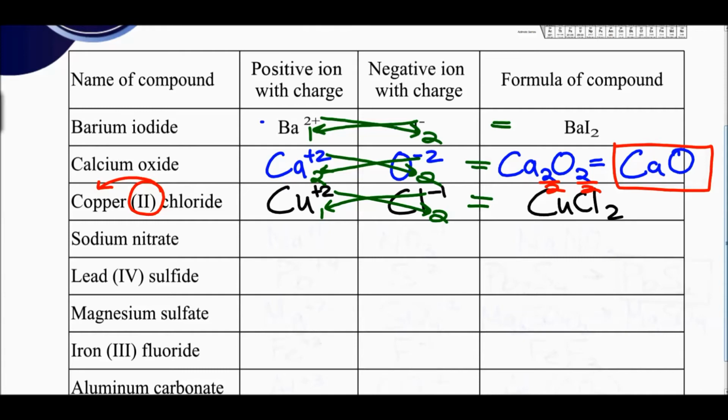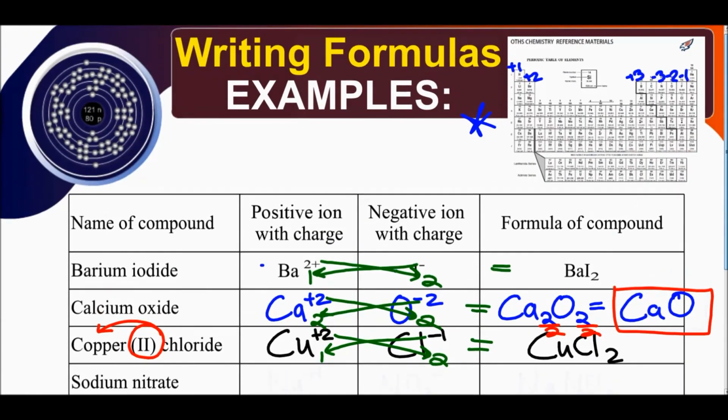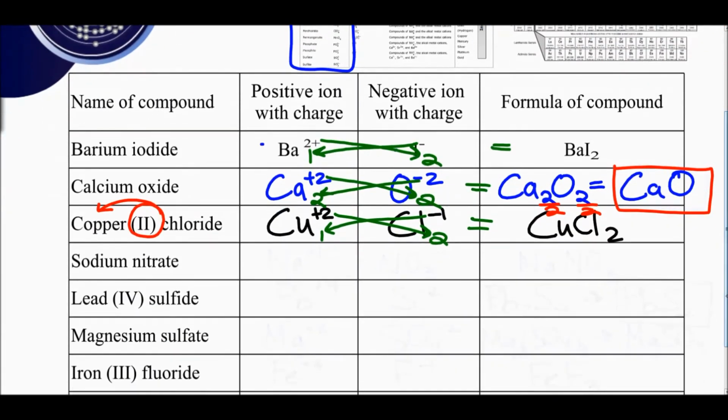Sodium nitrate includes a polyatomic ion, and the polyatomic ions do not have to be memorized. They are found on the back of your periodic table in this location right here. You just have to know where to find them. So sodium nitrate, in the next example, the sodium is in group 1, so it receives a +1.